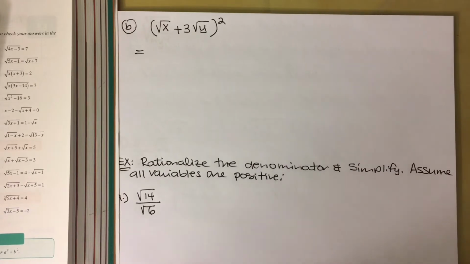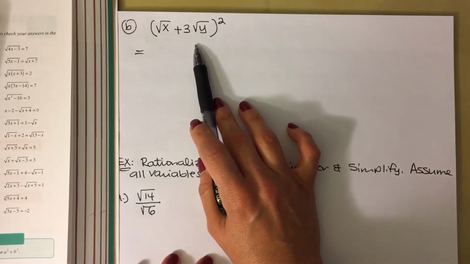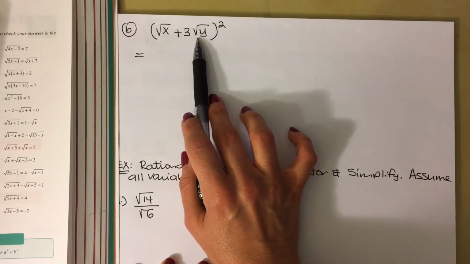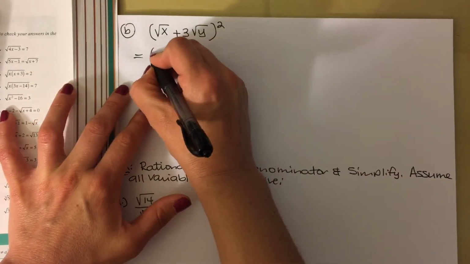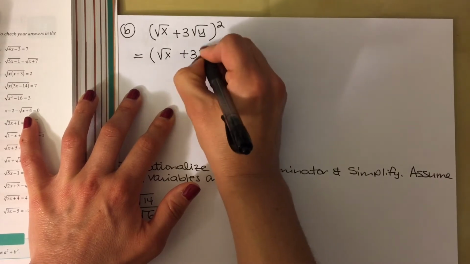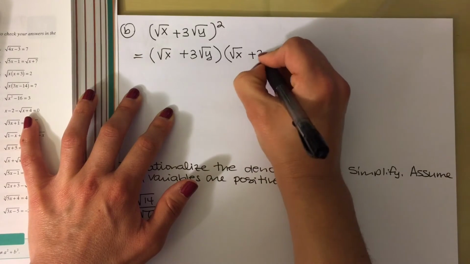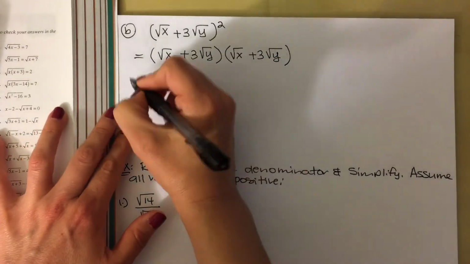Second example. In this case, we are going to go over how to multiply. So this is a binomial. It's 2 terms. And remember, if you have a binomial squared, the way that we multiply is we need to FOIL. And so we write 2 exact copies of our binomial. And then we just FOIL.